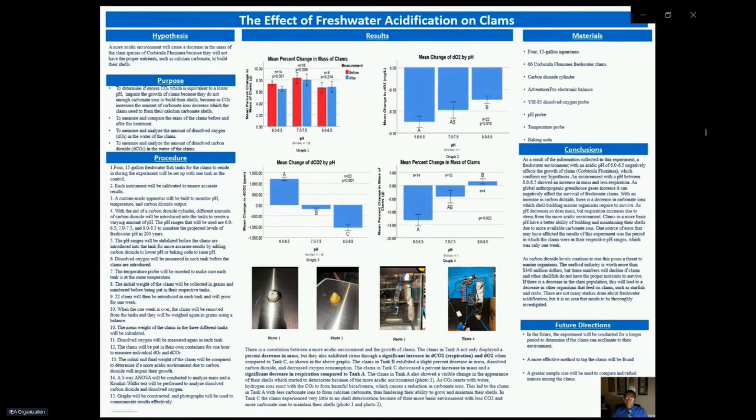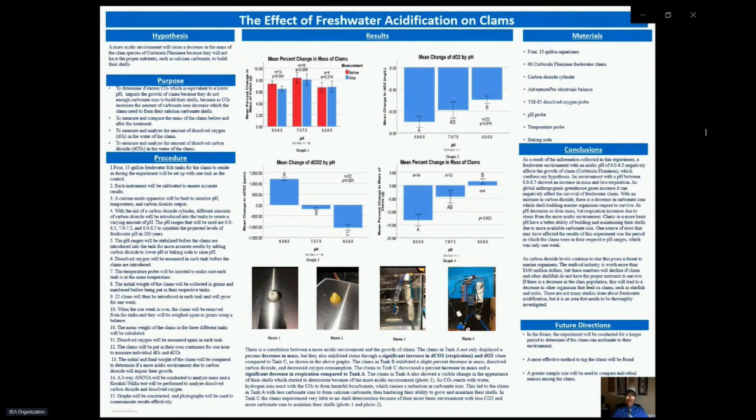I then measured the mass of the clams in their individual containers, and I also put them in containers to measure their dissolved oxygen and dissolved carbon dioxide, or their respiration. I then put 22 clams in each of the tanks, and I let them live there for around 3 weeks. And then after that, I recorded their mass, and once again, the dissolved oxygen and carbon dioxide.